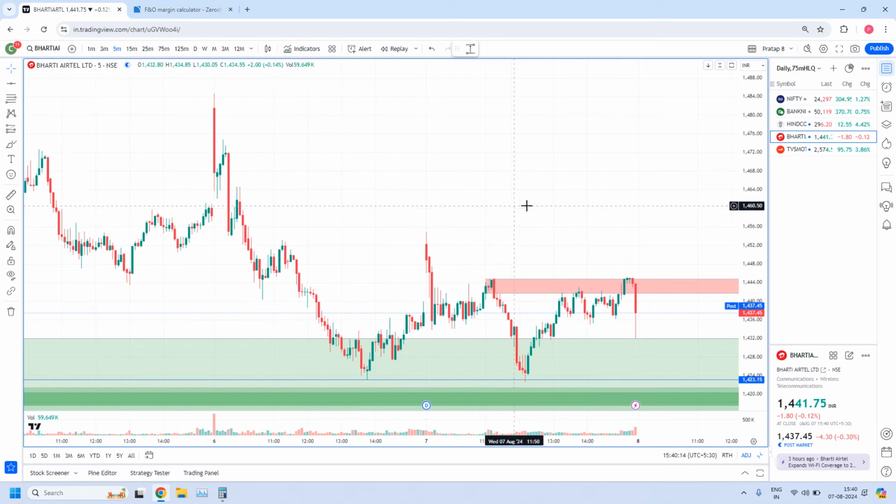Okay, this is about Bharti Airtel. Hope you understand the importance of this strategy. And the next one is Hindustan Copper.